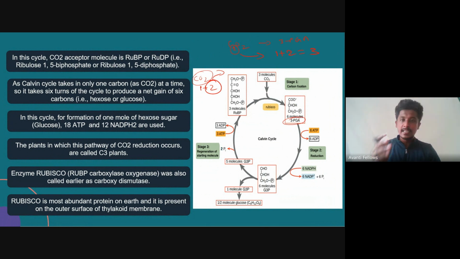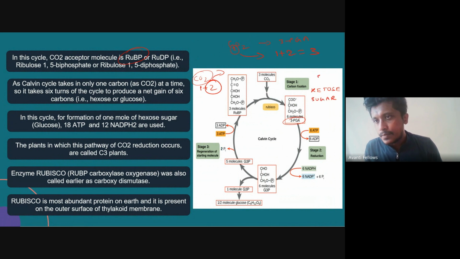But unfortunately, they did not discover any two carbon containing compound. They came across some strange compound called RUBP. So RUBP stands for ribulose bisphosphate. This ribulose 1,5 bisphosphate, or ribulose 1,5 diphosphate as we call it, is a five carbon containing ketose sugar. So this five carbon containing sugar was helping our carbon dioxide to fix as 3 PGA, or phosphoglyceric acid.